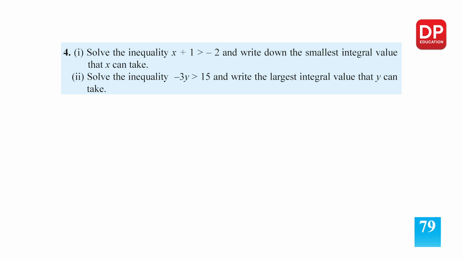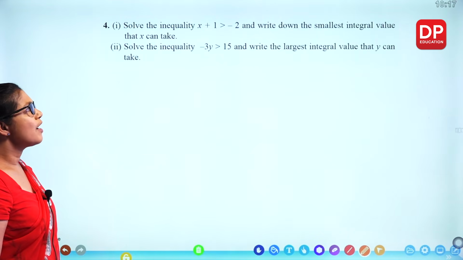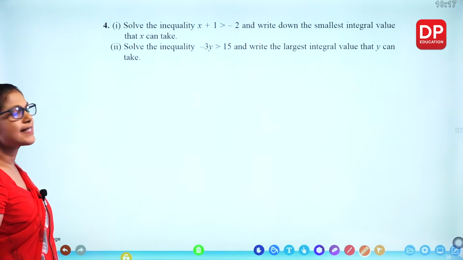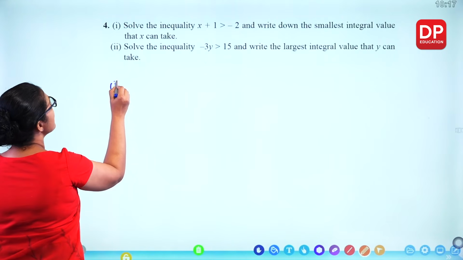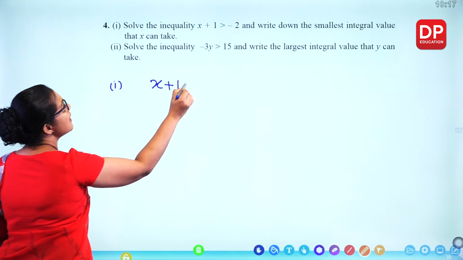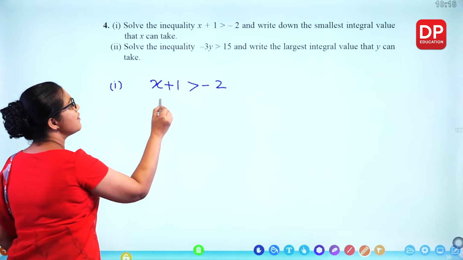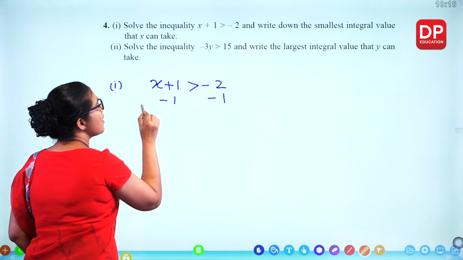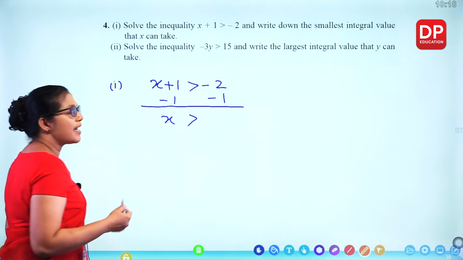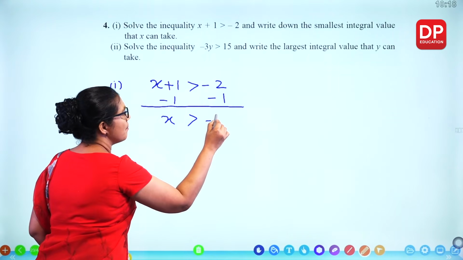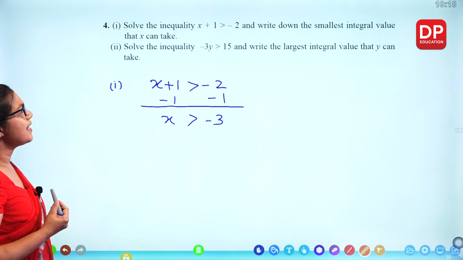Take the fourth question. It says, solve the inequality x plus 1 greater than minus 2 and write down the smallest integral value that x can take. Okay, we'll try the first part. First, take the inequality and try to solve. So, here you have to get rid of this 1, subtract 1. So what happens? 1 gets cancelled out, you get x greater than minus 2 minus 1, which becomes minus 3. So x greater than minus 3.